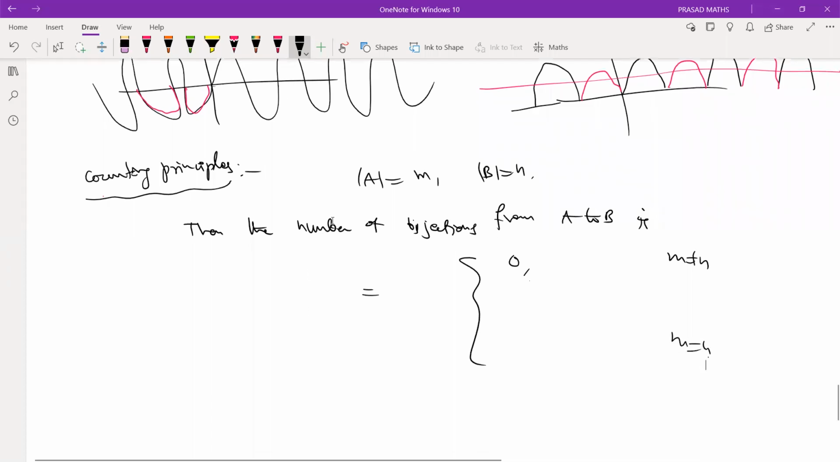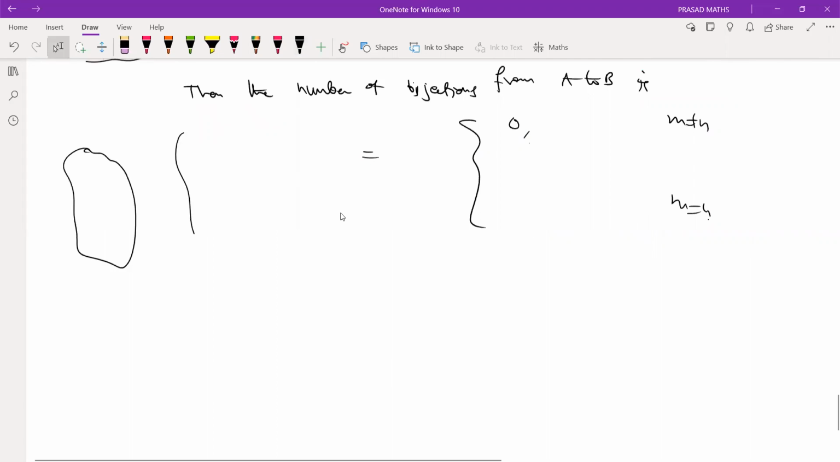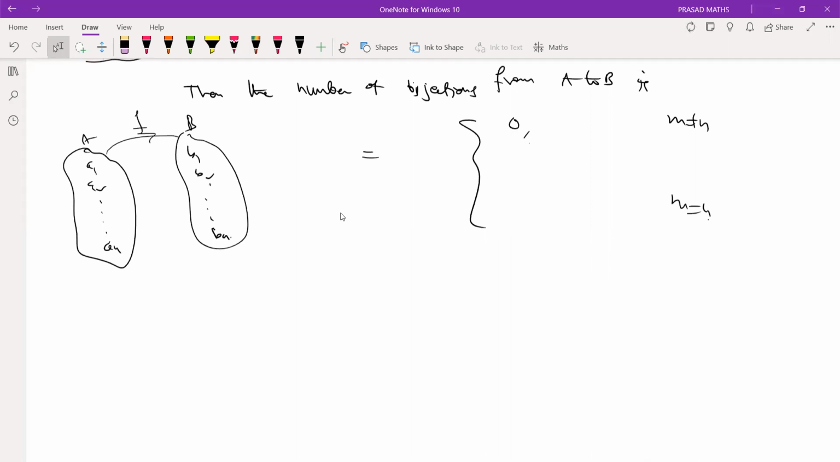If m equals n, look at the possibilities. A and B both have the same cardinality: A1 to An, B1, B2 to Bn. I require a bijection function. For A1, how many choices? n choices. For A2, A1 is already fixed, suppose you assume that A1 is fixed by B1. How many choices for A2? n minus 1 choices. Going on, for the last one, 1 choice. Therefore, n into total. So the work is completed.